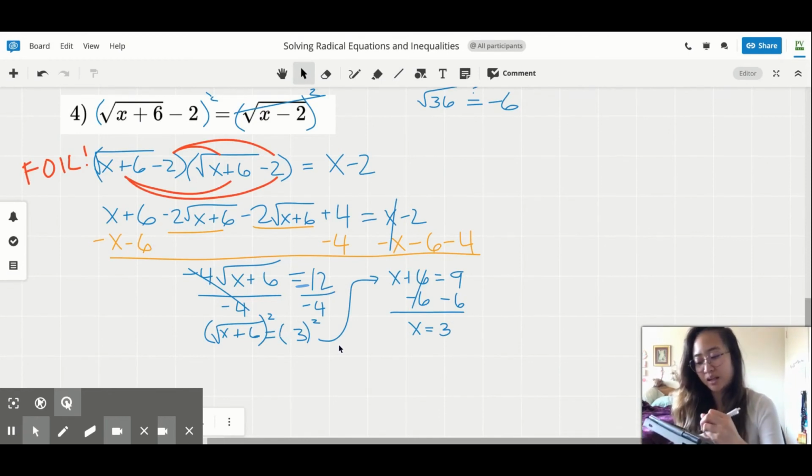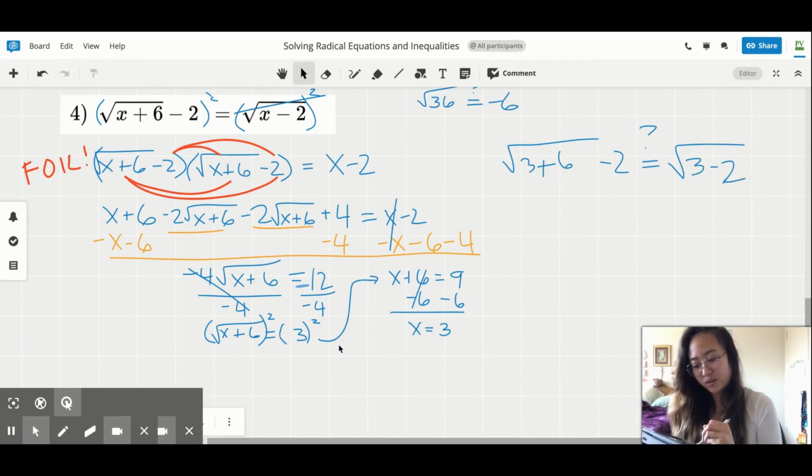So plugging it back in to our original equation, we have 3 plus 6 minus 2. Does that equal the square root of 3 minus 2? So just evaluating, we have the square root of 9 minus 2. Does that equal the square root of 1? Well, we know the square root of 9 is 3, so on the left we have 3 minus 2, and on the right we have 1, which does work out nicely. So our final answer is x equals 3.